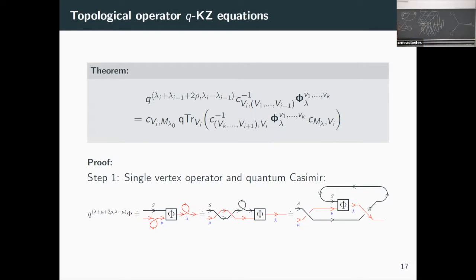Where did those two red twists come from? Because we have this scalar, so we know actually how the twist acts on Verma modules. So it's something like q to the power lambda in the product lambda plus 2 rho. It always acts by a scalar since it's central.